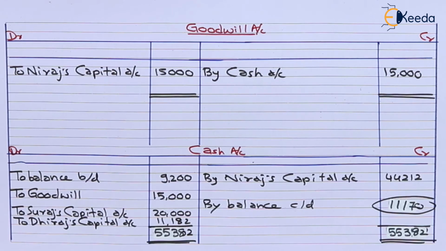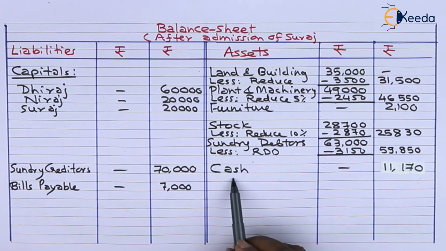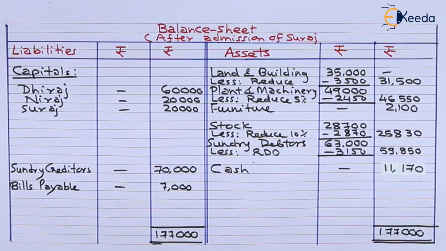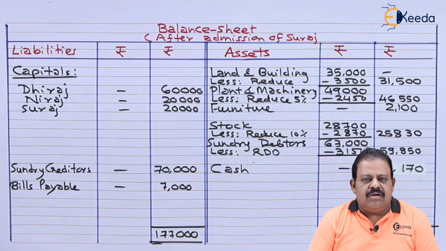Now the cash account is closed. We got a final balance of 11,170. This will be transferred to the new balance sheet on the asset side. New balance sheet asset side cash balance is now 11,170. Let us now close the balance sheet. We have closed the balance sheet. Total of assets 1,77,000 is equal to total of liabilities 1,77,000. In this question, we learn how to adjust partners capital through cash account.